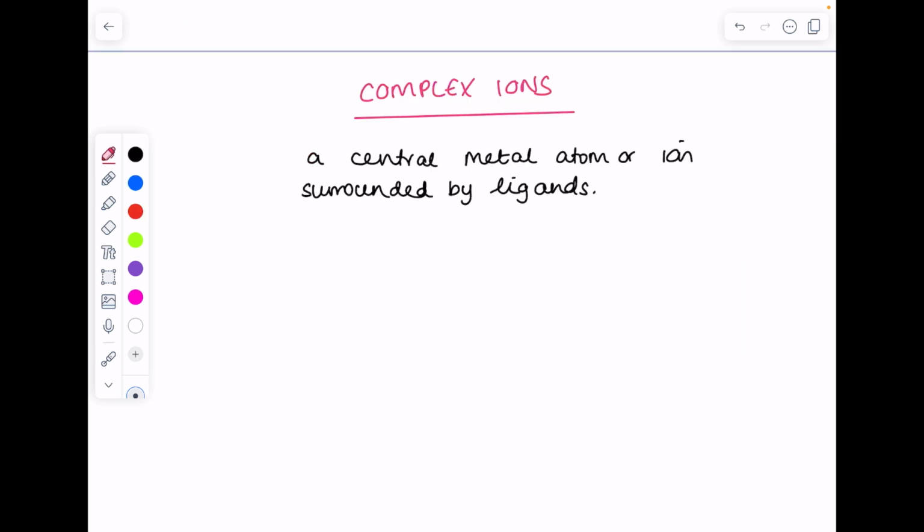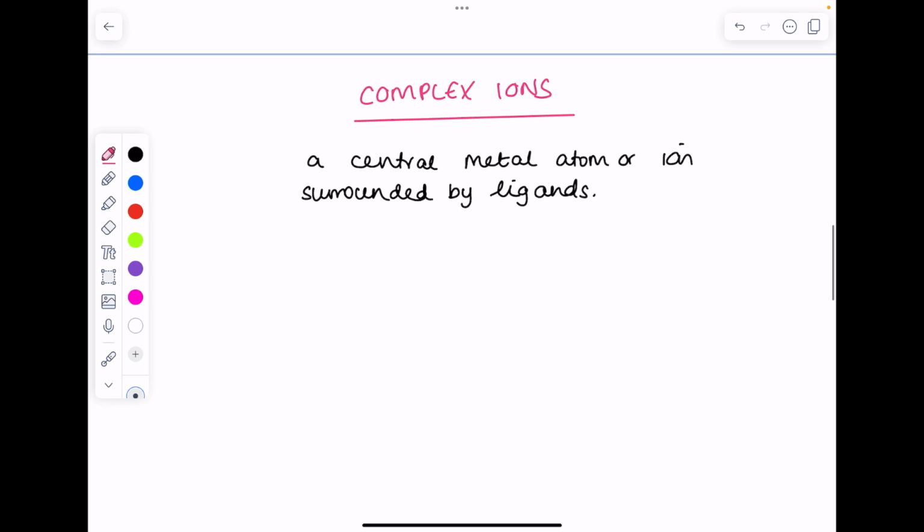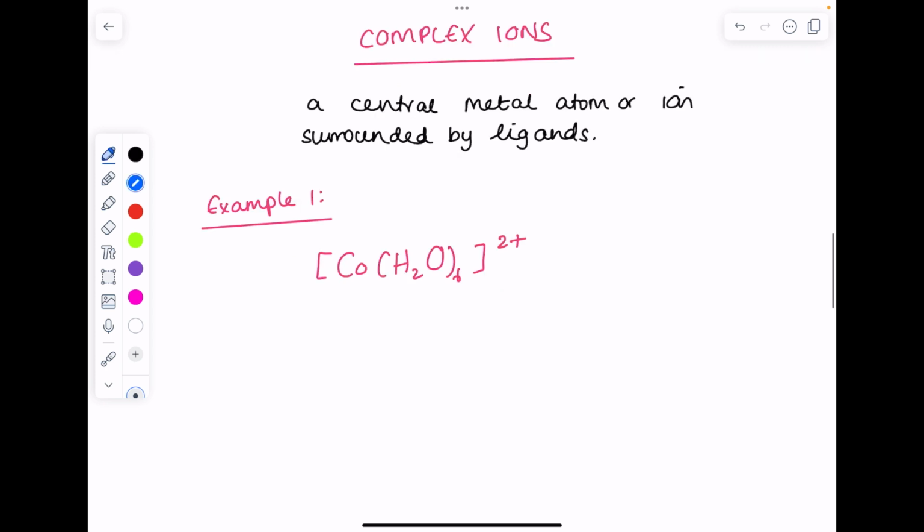So our complex ions, which we know consist of a central metal atom or ion surrounded by ligands. Now there's a very specific convention when it comes to writing them. So we'll take our first example here. So the first thing to be aware of is that you have square brackets around the entire complex. Then you have round brackets around your ligand. That's only if the ligand is a molecule.